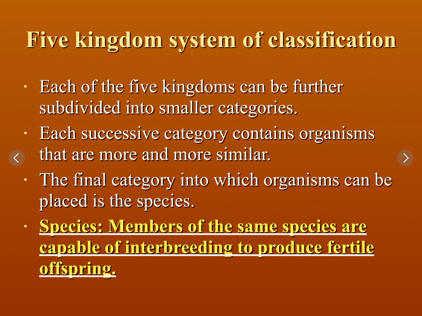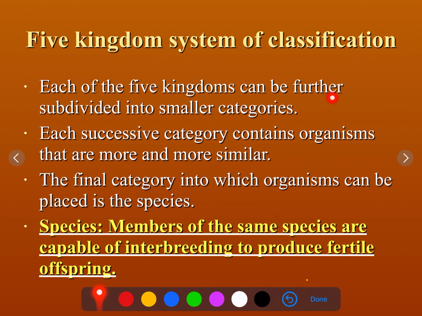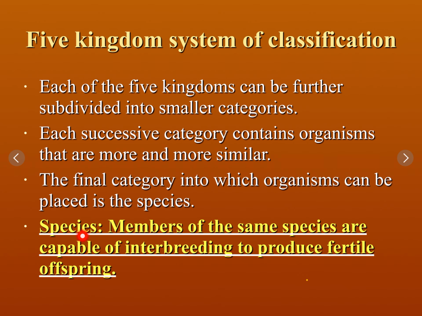Okay, so then each of the 5 kingdoms can be further subdivided. So like the bear back in the first slide, we can divide the kingdom into further smaller categories. Each successive category contains organisms that are more and more similar. The final category into which the organisms can be placed is the species, and this is a key definition here. Okay, this is the one that you need here. So species, members of the same species are capable of interbreeding to produce fertile offspring.